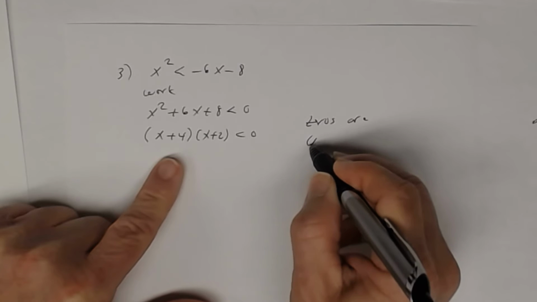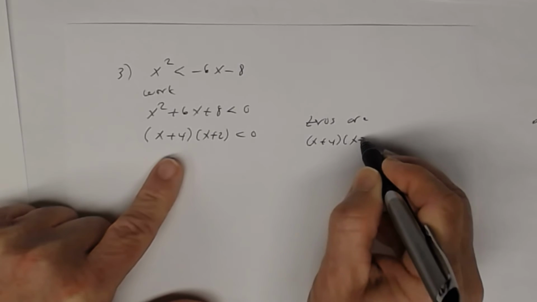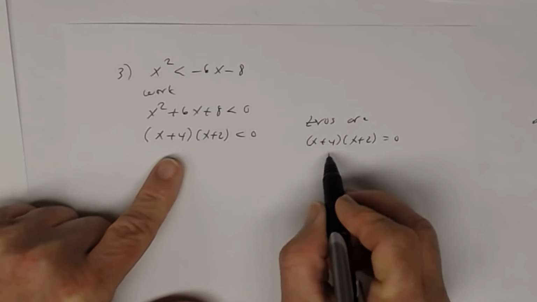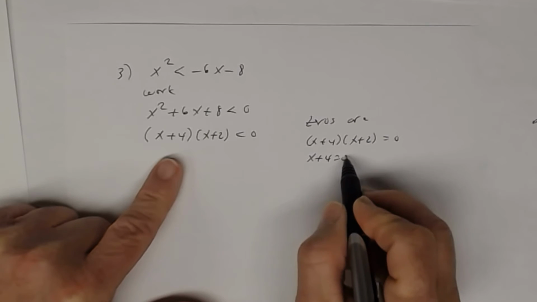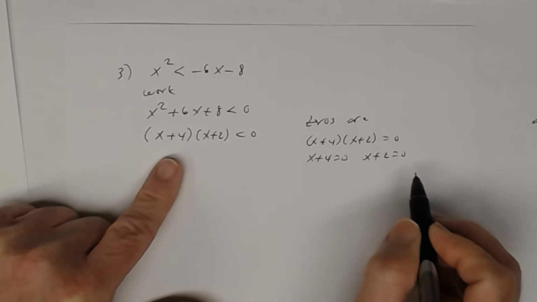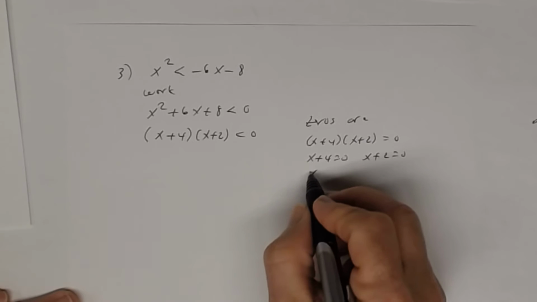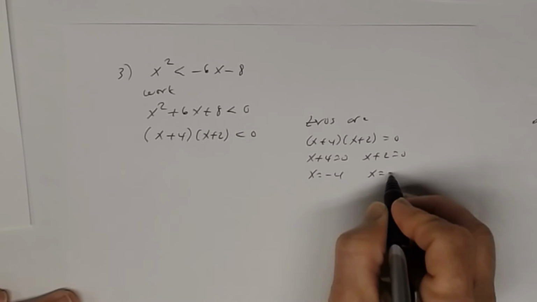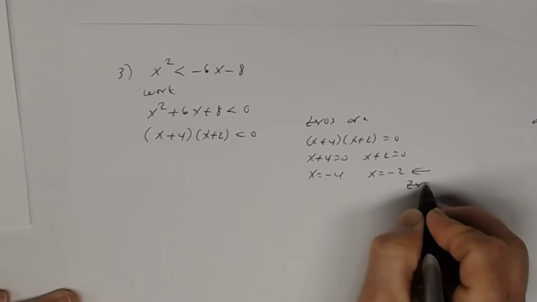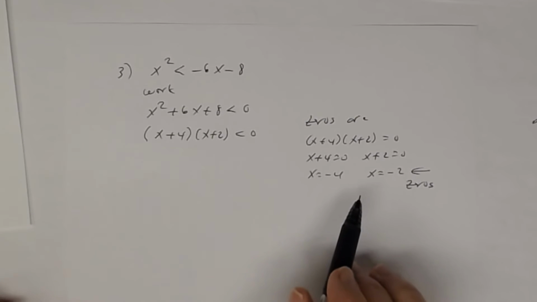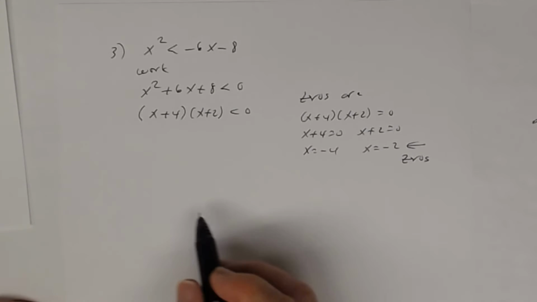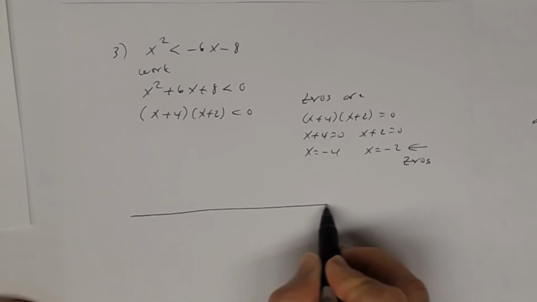So we're going to say x plus 4 times x plus 2 is equal to 0. And I'm going to solve for x. So x plus 4 equals 0. x plus 2 equals 0 using the zero factor property. So x equals negative 4 and x equals negative 2. So those are your zeros. Those are your critical values. So now you're going to put this on the number line. All right, on the number line.